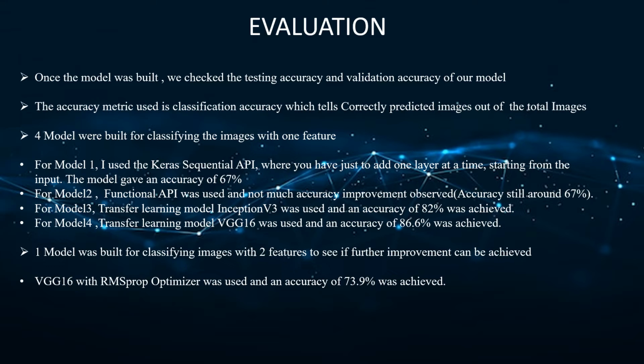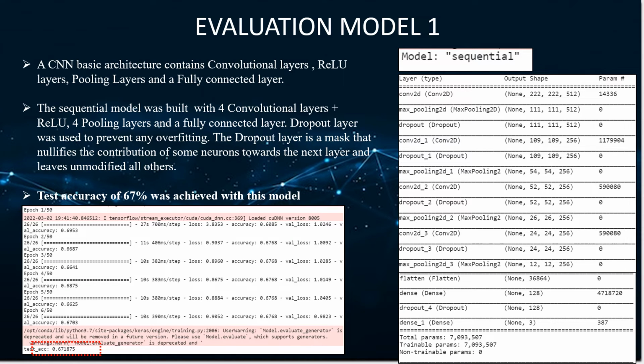And the last model that I built was again transfer learning, but this time I used VGG16, and it gave an accuracy of 86.6%. So out of all the 4 models, VGG16 gave the best accuracy. And I used the same model in part 2 of the project, where I was trying to classify the images which have 2 features. The accuracy that I received was 73.9%, which is less than the accuracy that I saw for the images with 1 feature. Let's take a quick look at the different models that I built.